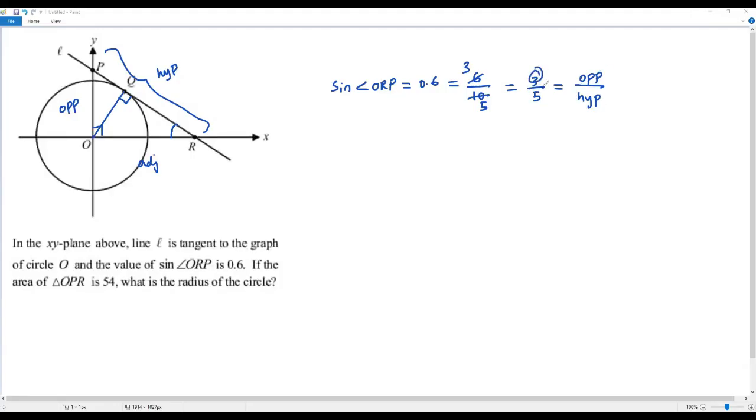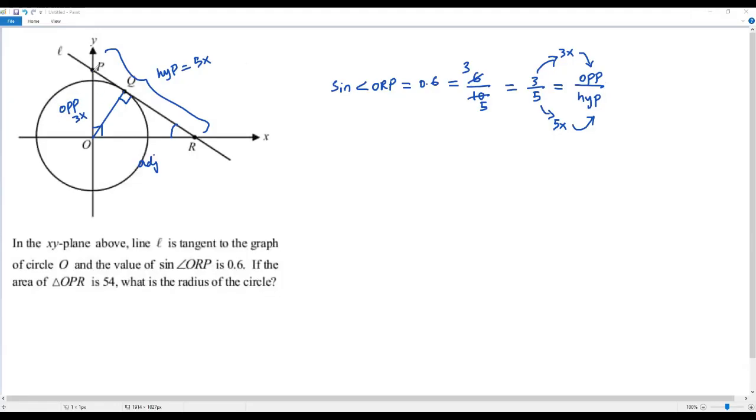From these two numbers 3 and 5, if I want to get the actual length of the opposite side and the actual length of the hypotenuse, I have to multiply these two numbers by the same non-zero number, say x. When I multiply this 3 by x, I get 3x. This 3x is the actual length of the opposite side. When I multiply this 5 by the same non-zero number x, I get 5x. This 5x is the actual length of the hypotenuse. Here I got the length of the hypotenuse, that is 5x, and also the length of the opposite side, that is 3x.